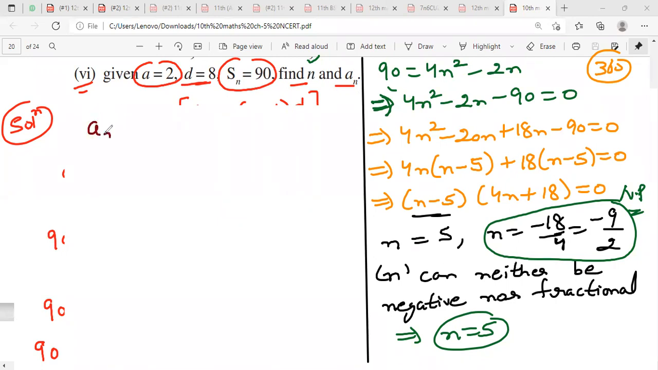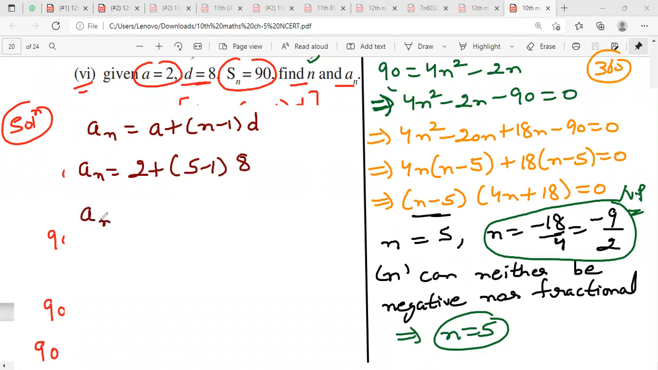So an is equal to a plus n minus 1 into d. An is equal to a. Value of a has been given, that is 2, plus n minus 1, and we just computed n as 5. That is 5 minus 1, into d. Value of d has been given, that is 8.